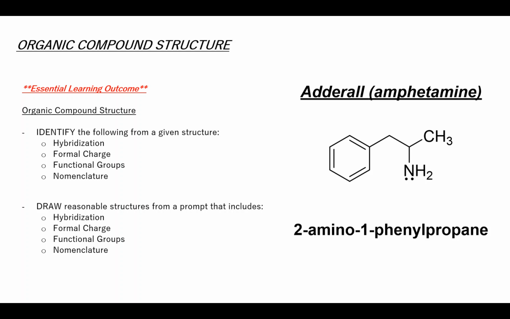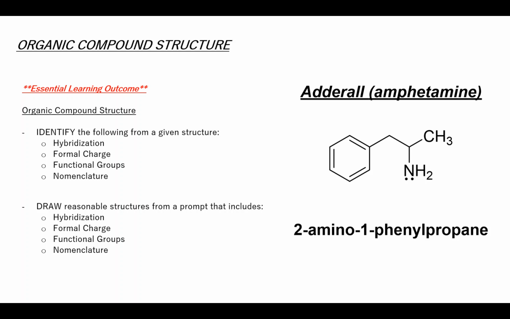If you're outside of an organic lab, you would call it Adderall. If you're in a biology lab, you might call it amphetamine, but an organic chemist would look at the structure and call this 2-amino-1-phenylpropane. So how do we come up with that name? How does that differentiate it from other compounds and stuff? This is part of what we're going to look at.